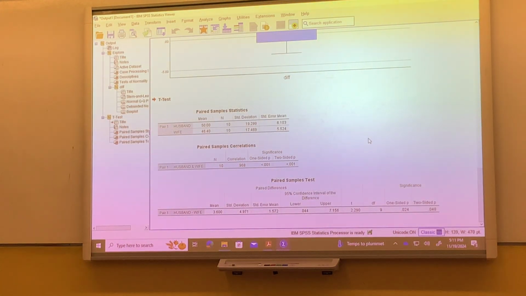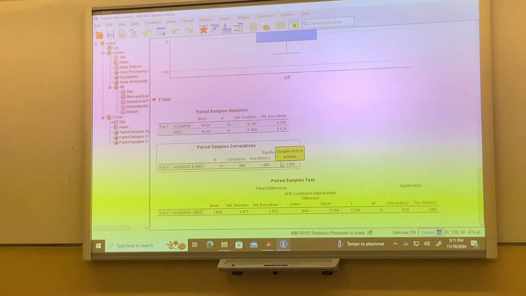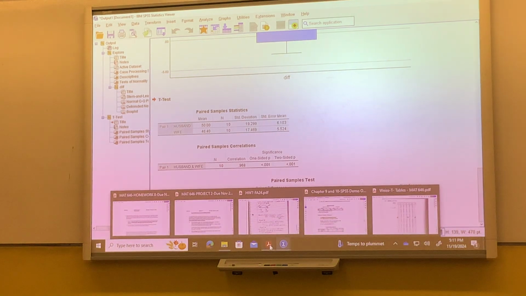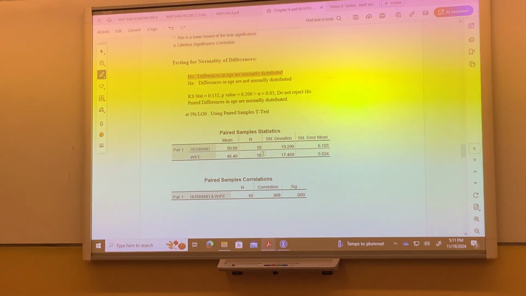So now you're going to have 3 tables over here. This is one. You have a little correlation table, and you're going to have the paired sample test. And you're going to copy and paste all 3 of them for this paired t-test. So this is the first one. First one is always a descriptive. They're giving you the average age of those 10 husbands, so that's 50, and this is the average of the wife, and then there's some standard deviations and other things.